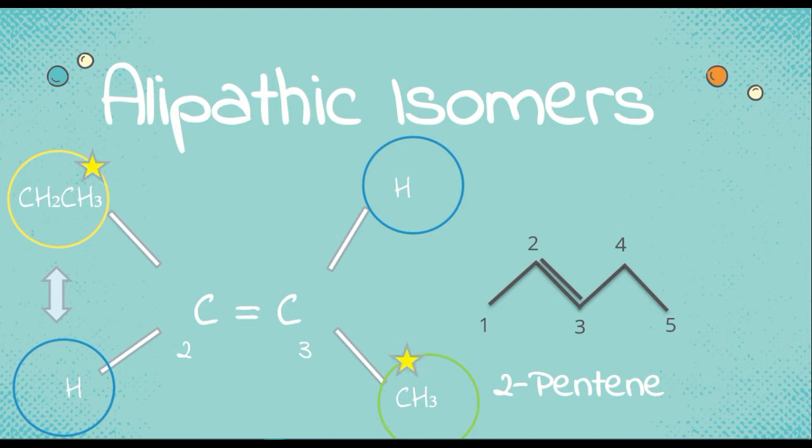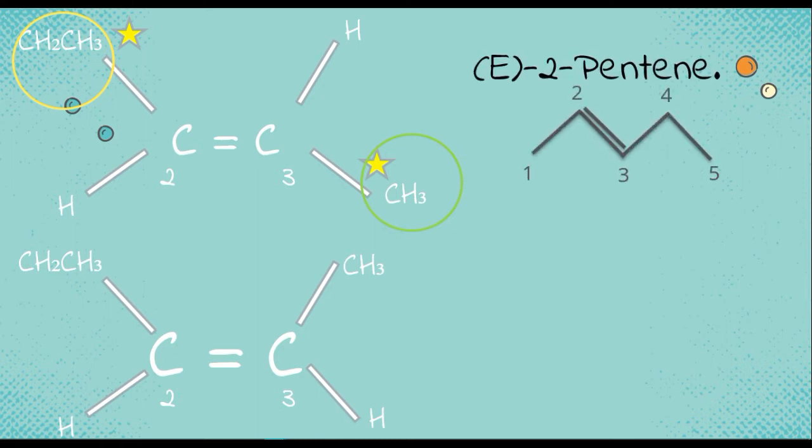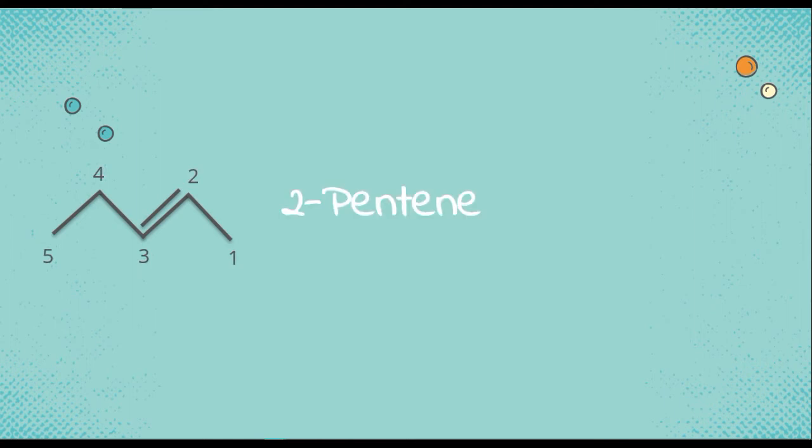Let's put the 2 different 2-pentenes side by side to make it clear. These 2 high priority groups are opposites and different. This one is ethyl and the other one is methyl. So this isomer is known as E-2-pentene. This other isomer is known as Z-2-pentene because the high priority groups are close to each other and are different. We already found all the isomers with 5 carbons as the main chain, because if we put the double bond on the third carbon, it will be called 2-pentene, just like what we have discovered before.